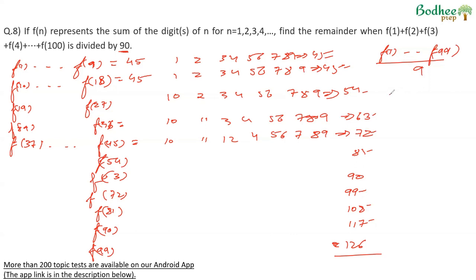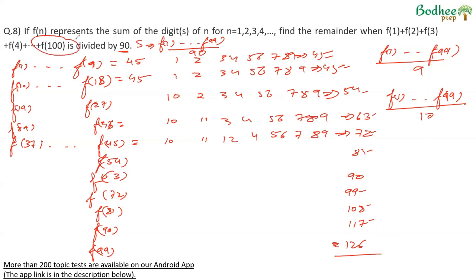So F1 to F99, the sum ends in 0. So it will also be divisible by 10. So if you look at the entire sum from F1 to F99, it is divisible by 9 and 10 both, so divisible by 90.